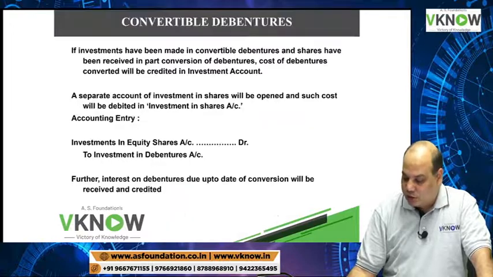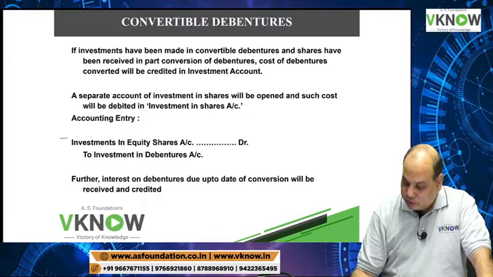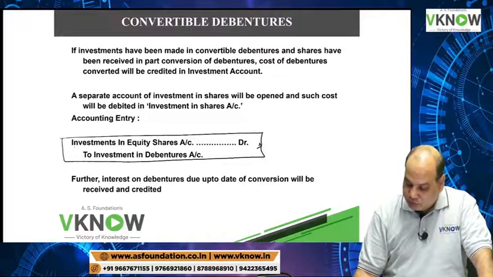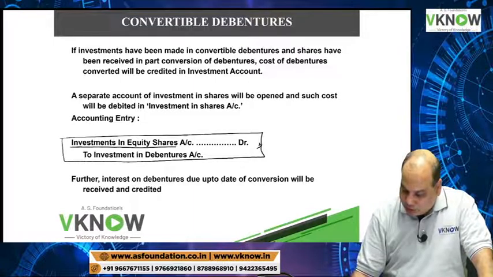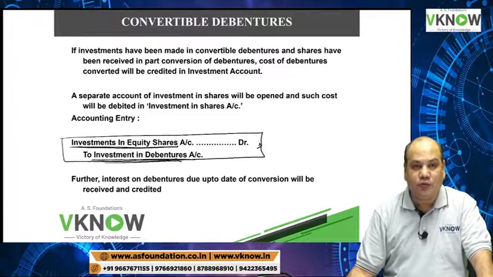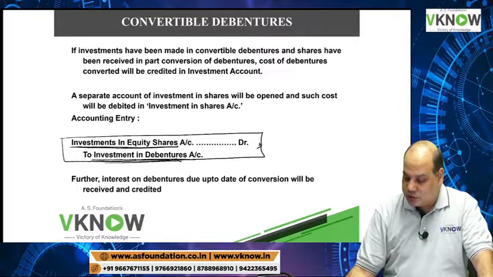So your entry will become: investment in equity shares account debit, to investment in debenture account. Now you will have investment in equity shares, and you will derecognize, remove from your books, the investment in debenture. That is the entry for conversion of debenture into equity shares.